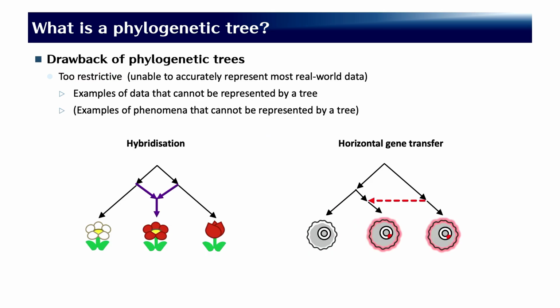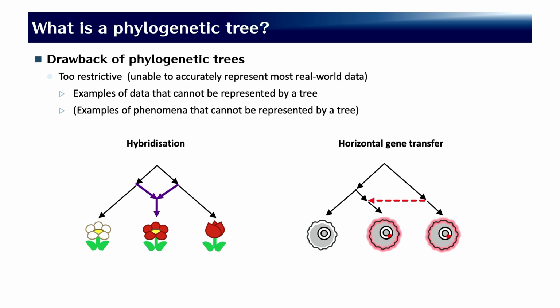This is not the focus of this lecture, but let me just mention there are other situations where phylogenetic trees do not work very well. For example, as you see on the left, it's common for new species to arise from hybridization of different species, especially in the case of plants. Hybridization is an event that requires merging as well as branching, so we can't describe that event by a phylogenetic tree.